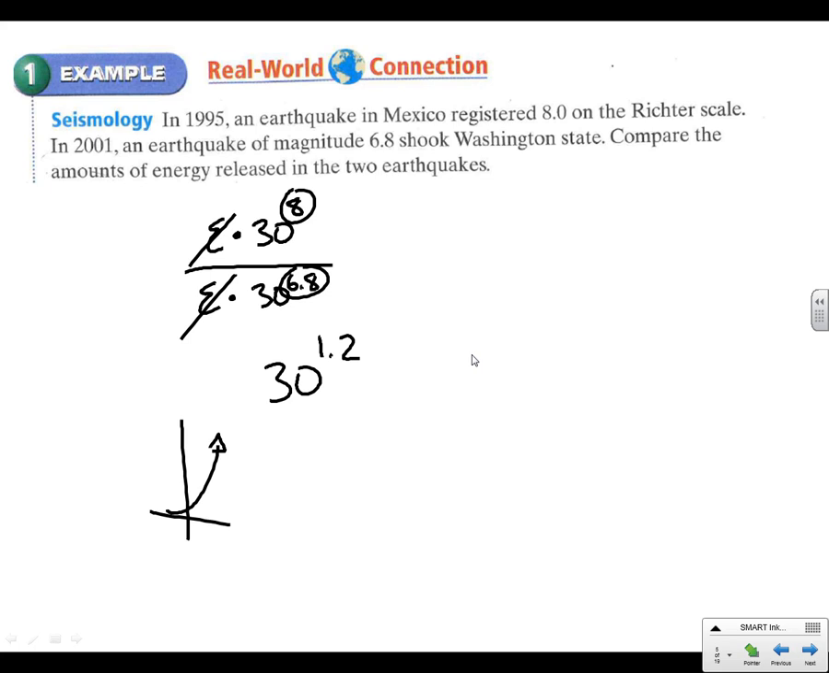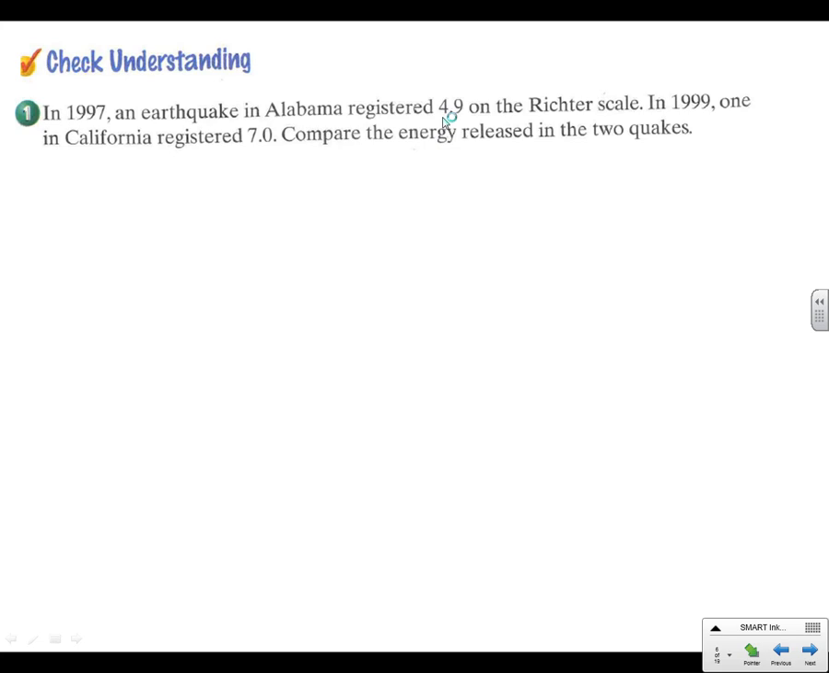All right, so you're up. Do the same ratio to compare the Alabama and the California earthquakes.